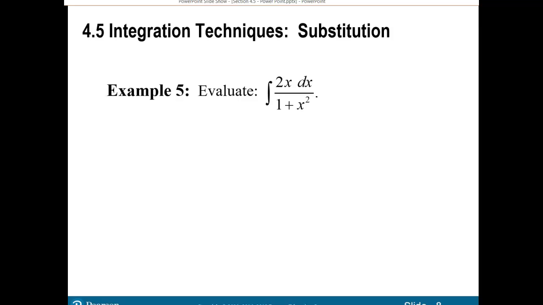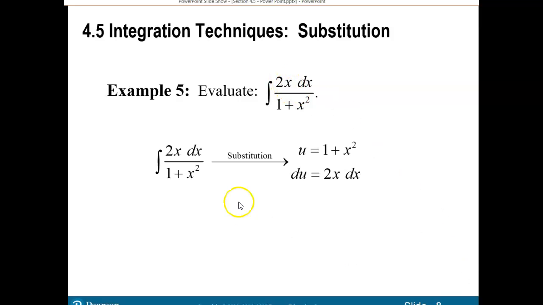Okay, let's try this one. Evaluate the integral of 2x dx divided by 1 plus x squared. This time I can look at this and think, okay, the derivative of 1 plus x squared is 2x. So when I do my substitution, this time I'm going to let u be the expression whose derivative I see up here. So we're going to let u be 1 plus x squared.